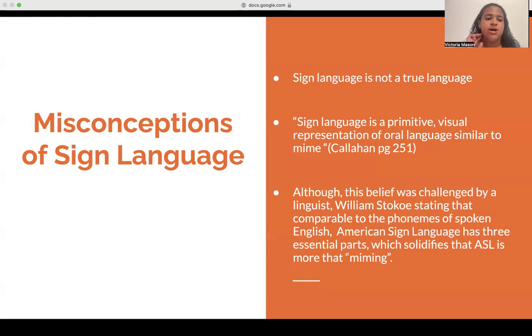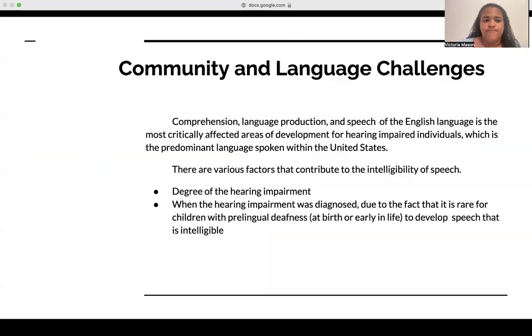So when discussing sign language, there are a few misconceptions. It is believed that sign language is not a true language by some. Sign language is a primitive visual representation of oral language, similar to mime, is frequently stated by some that do not understand the purpose of sign language. This belief was challenged by linguist William Stokoe, stating that comparable to the phonemes of spoken English, American Sign Language has 3 essential parts, which solidifies that ASL is more than miming.